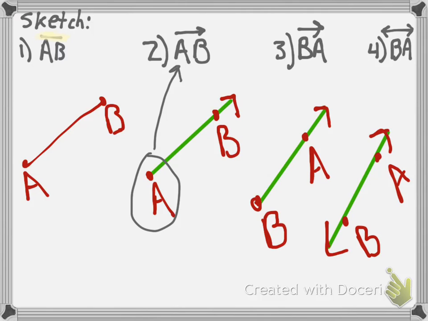That is line BA. So notice they all just look slightly different, but the drawing and the way they are denoted is slightly off from each other.